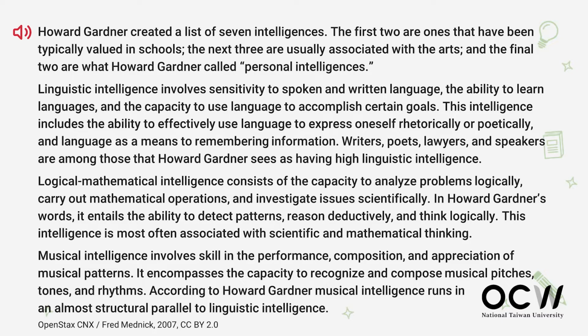Howard Gardner created a list of 7 intelligences. The first 2 are ones that have been typically valued in schools. The next 3 are usually associated with arts. And the final 2 are what Howard Gardner called personal intelligence.